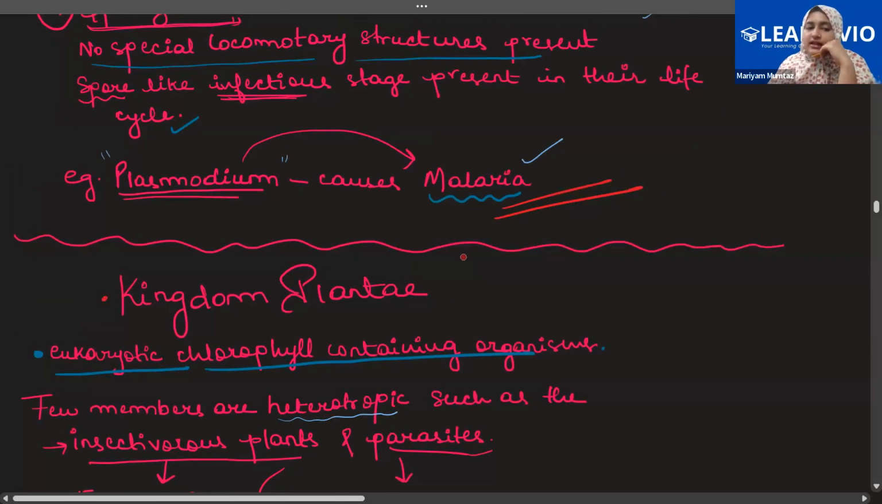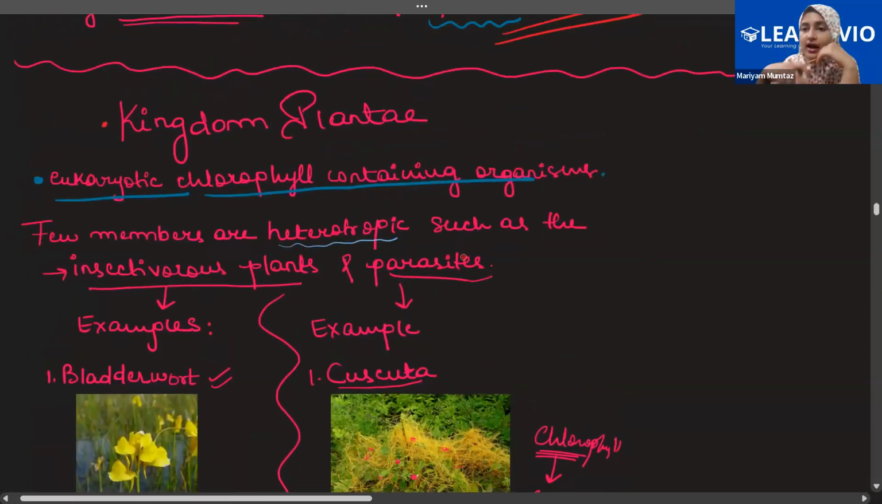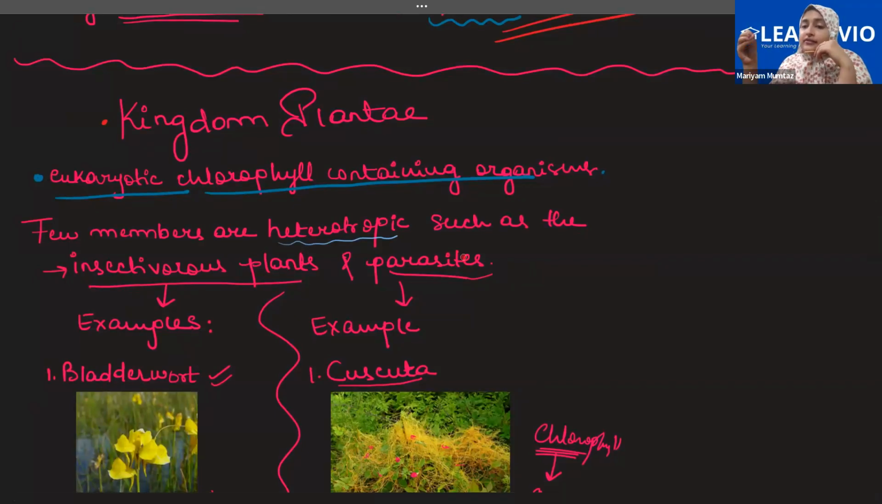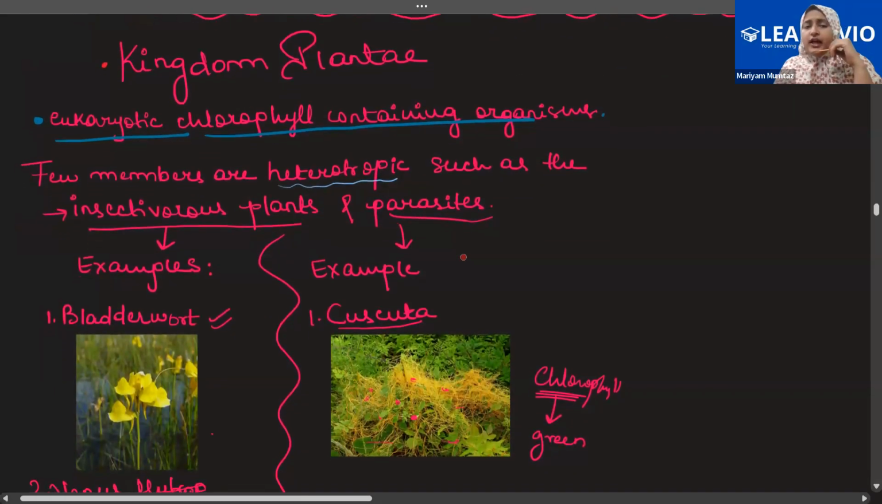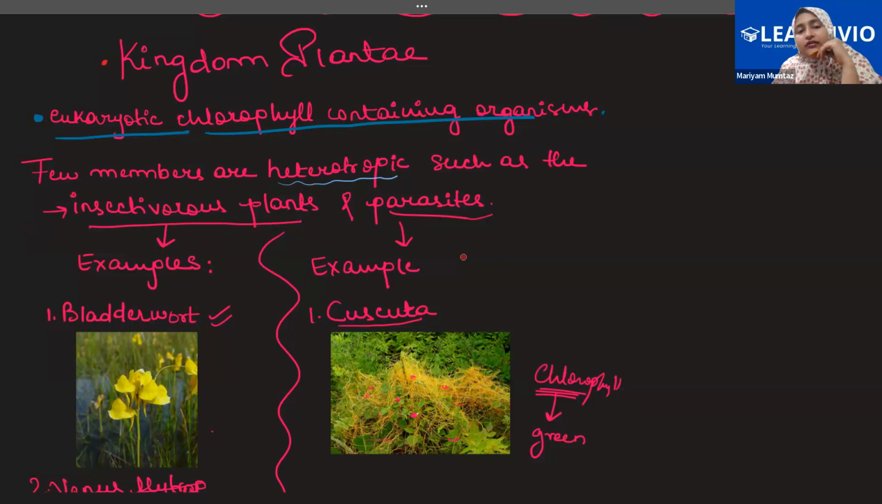Now, today we'll be starting with a sort of intro to kingdom Plantae, because in our class 11 syllabus, there is a different chapter for plant kingdom and a different chapter for animal kingdom. So in this chapter also there is some introduction to the topic. In kingdom Plantae there are eukaryotic organisms. All of them are chlorophyll bearing, meaning all of them are autotrophic in nature. They can make their own food.